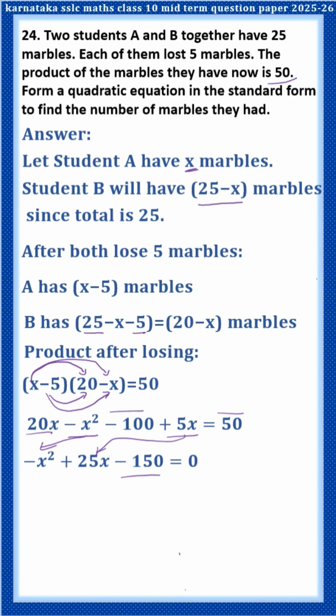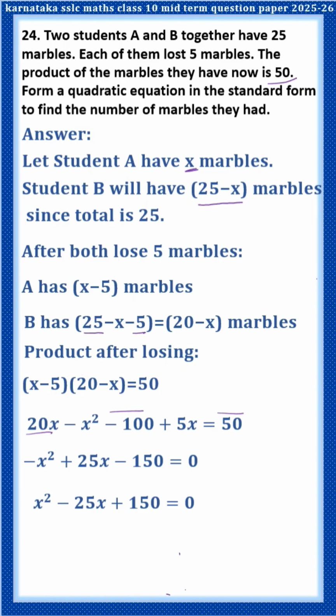Now let us write it in the standard form. X square, turn negative sign into positive, so this becomes negative: X square minus 25x plus 150 is equal to 0. This is the equation that we are needed to write. They hadn't asked us to find the number of marbles each person has. So this is the answer.